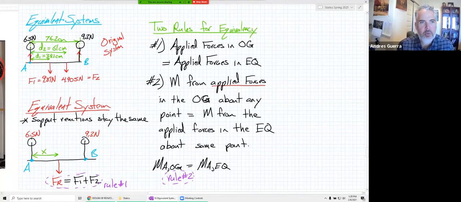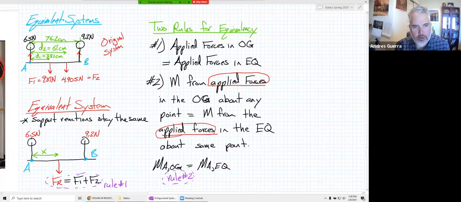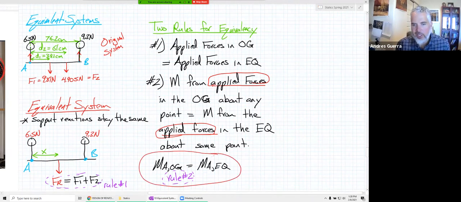Well, the reason I don't have to worry about the reaction forces, and I'm only focused on the applied forces in both the original and the equivalent, is because for equivalency, don't we need those support reactions to be the same? So if we did include support reactions in rule number 2, it's actually fine, but they would cancel each other out. The 9.3 in the original would cancel out with the 9.3 in the equivalent, because that's the whole idea of equivalency. And so let's see, what is the moment about A of the original?